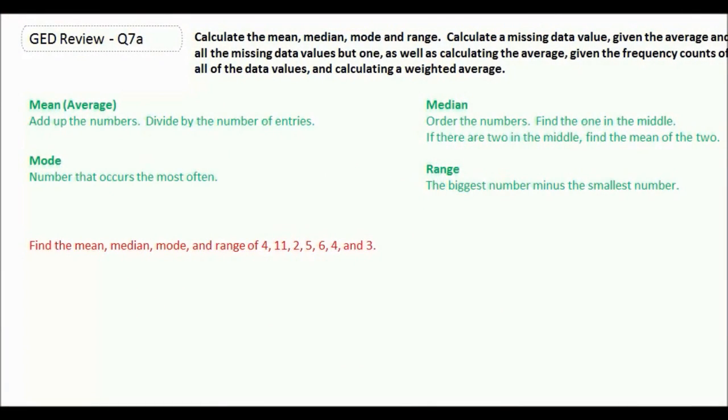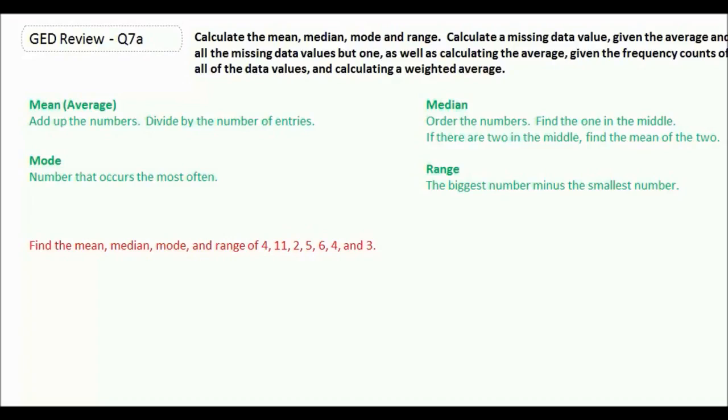So the four main measures of central tendency are mean, median, mode, and range. When you hear the word average, that's talking about the mean. You add up the numbers and divide by however many numbers you had. The median is the middle number. You need to order your numbers and then find the one in the middle.